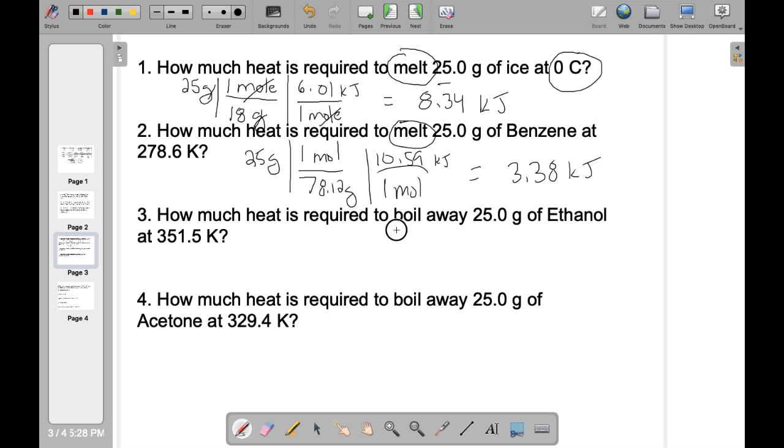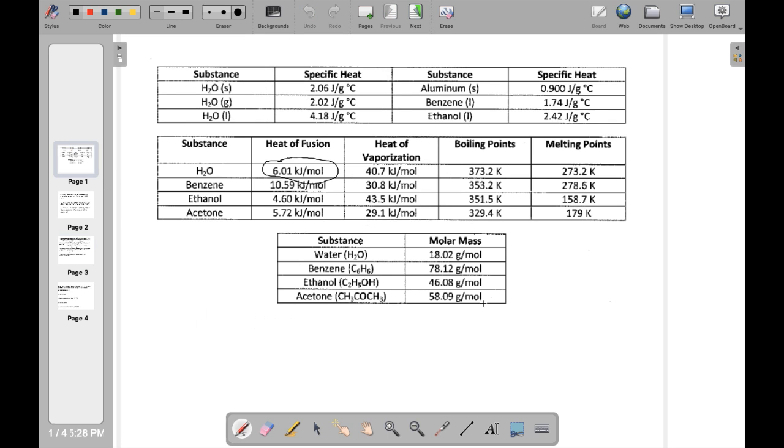Now we have some different terminology. Boil away. What does that mean? Well, this is basically saying if I have it in liquid and I vaporize it. Think about water boiling on the stove. And if I boil all of it away, it's all converted into gas. So this is ethanol. So I will use 25 grams, 1 mole. Now let's go find out the molar mass of ethanol, 46.08.